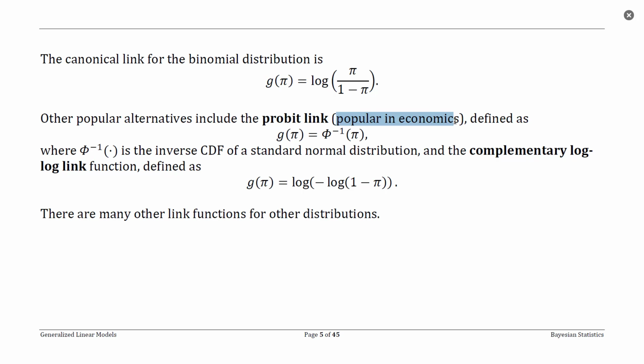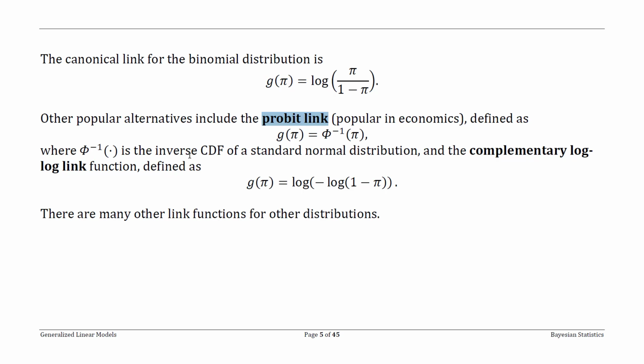Apparently this is very popular in economics. I don't know why it's particularly popular there as opposed to other places, but it is defined as the inverse CDF of a standard normal distribution applied to pi. This generally produces similar results to the canonical link function, but it's a lot more difficult to interpret. So I don't find the probit link function particularly attractive because the logit link is so interpretable, as we'll see, that it makes it really nice to work with.